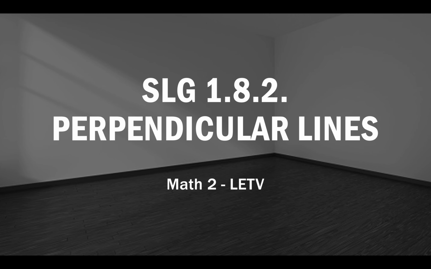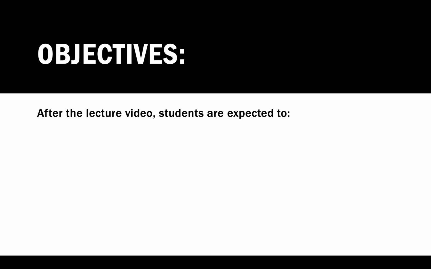Day again. So now we're on the last topic for our linear equations in two variables, which is on perpendicular lines. Before this, we discussed parallel lines and how the slopes are connected on those two lines. The same goes with our perpendicular lines. We will look at their slopes.